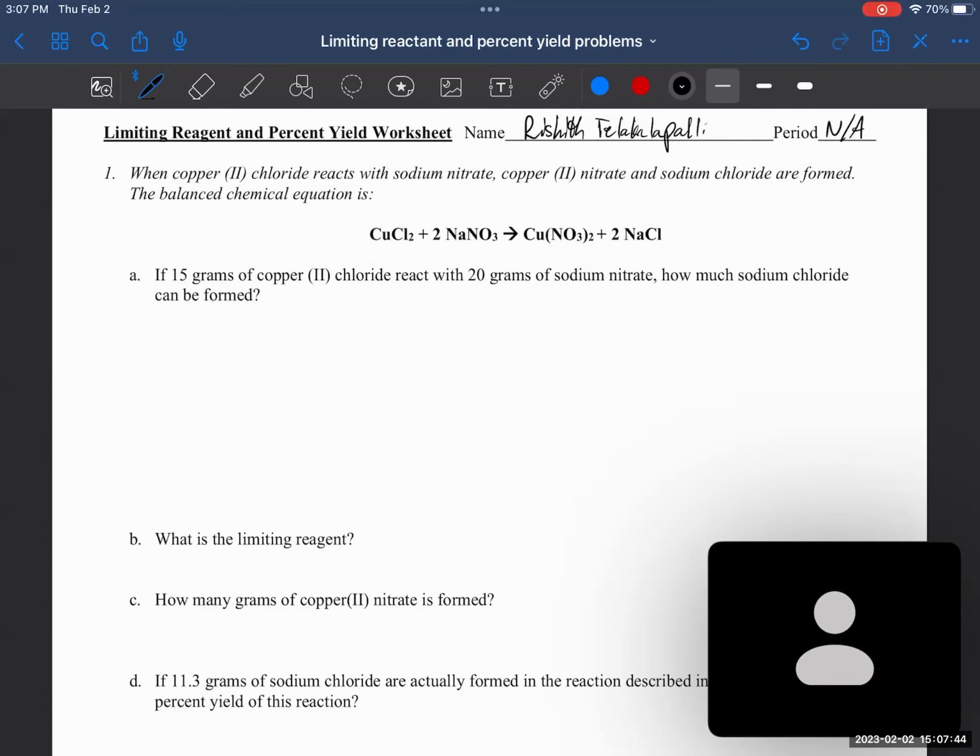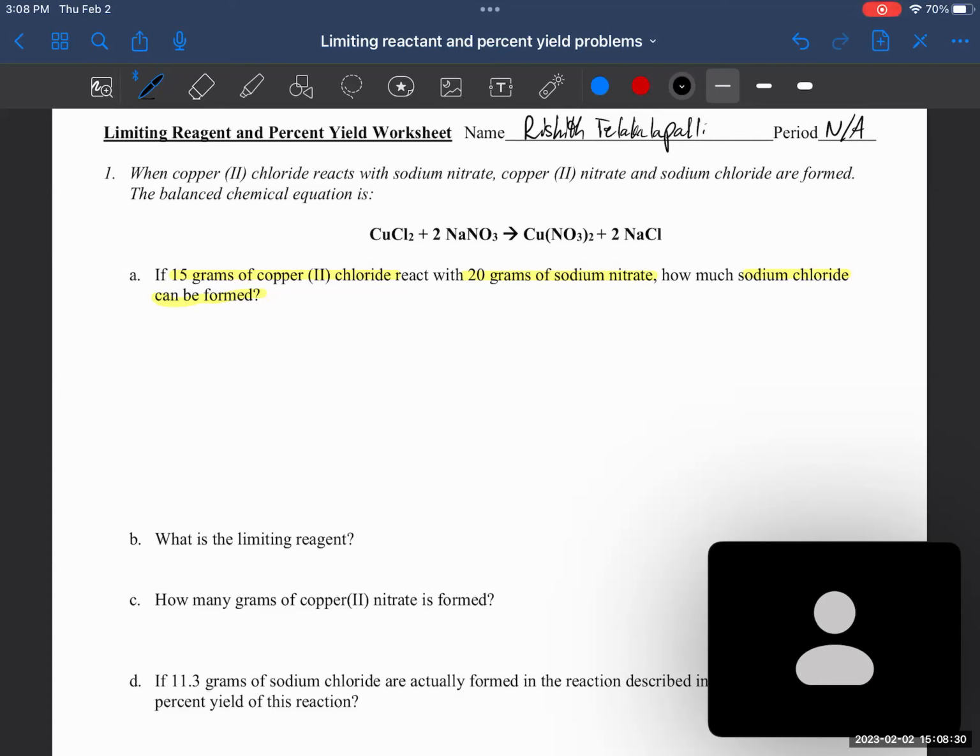All right, so since I got a few L's in here, we're gonna go ahead and go over this. If 15 grams of copper 2 chloride react with 20 grams of sodium nitrate, how much sodium chloride can be formed? So what do y'all think when you see this? Y'all thinking limiting reagent, theoretical yield? Any of those come to mind? If the answer is no, go back to basic chem.